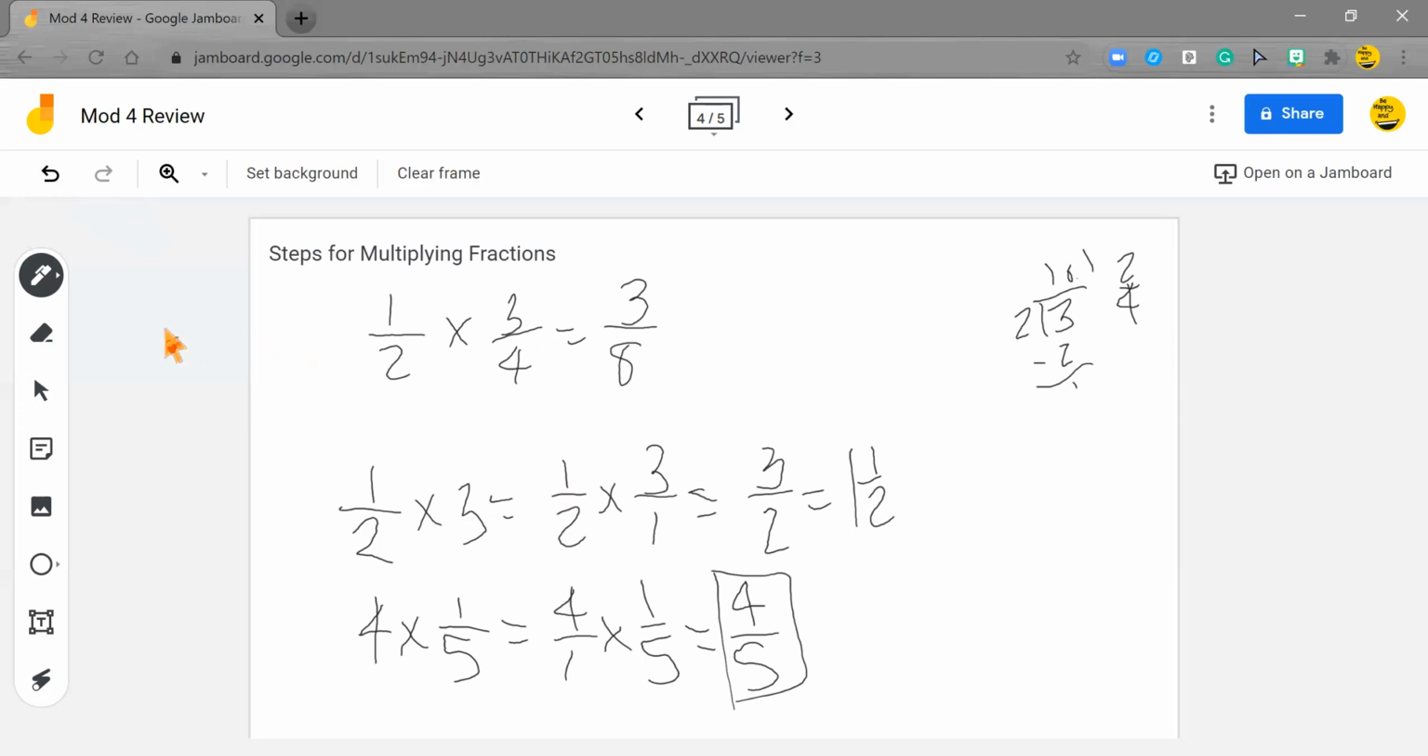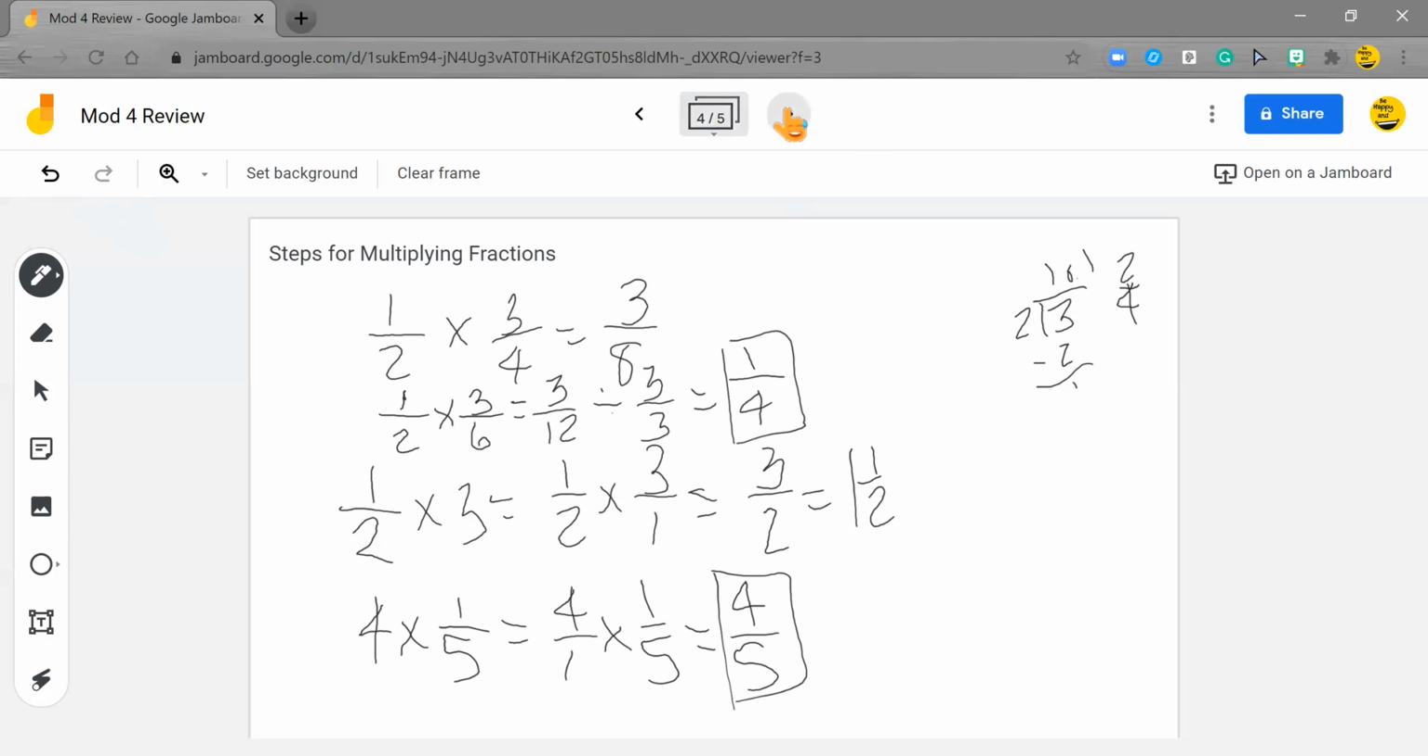If you notice that your number can be simplified, so say I have 1/2 times 3/6. Here I multiply across, I get 3/12. I know I have to divide 3 over 3 because 3 can go into both to get 1/4. So make sure if you need to, you simplify.